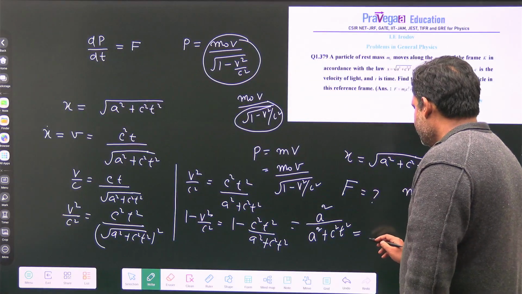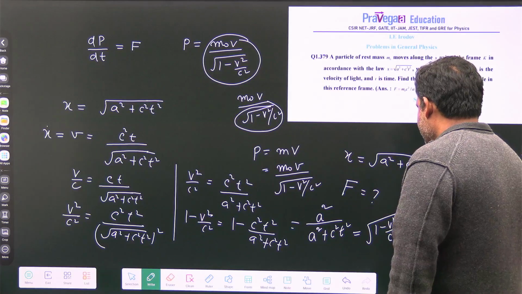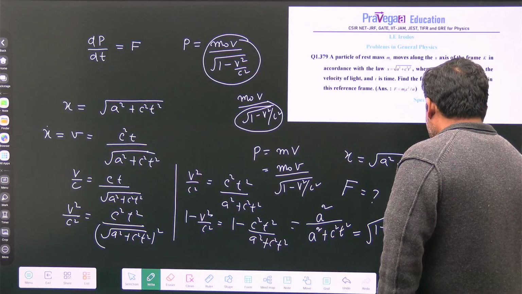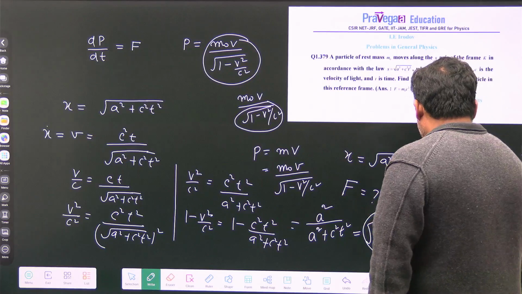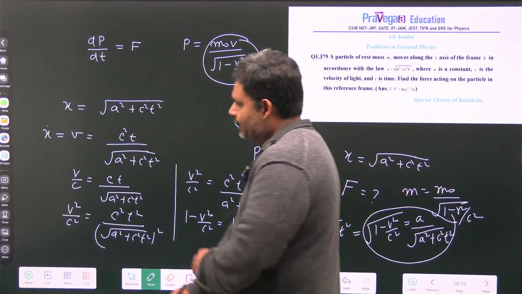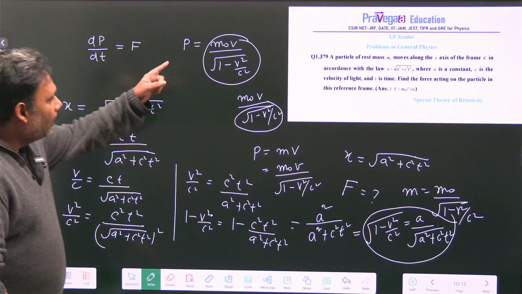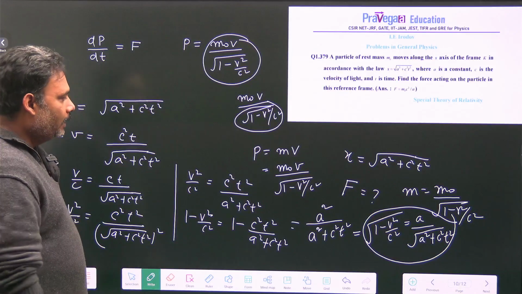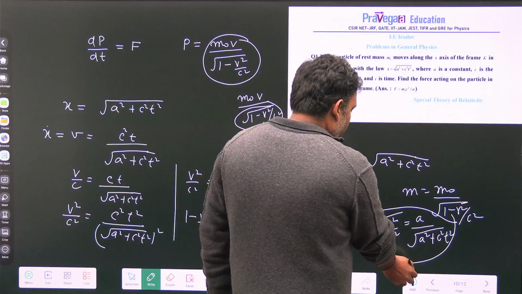So from there, we can get root under 1 minus v square by c square is equal to a upon root under a square plus c square t square. So from here, we can get this one. So let's come to the next level. We have to actually calculate v upon this particular value because we have to write what is the expression of momentum actually. So let us go to the next page.